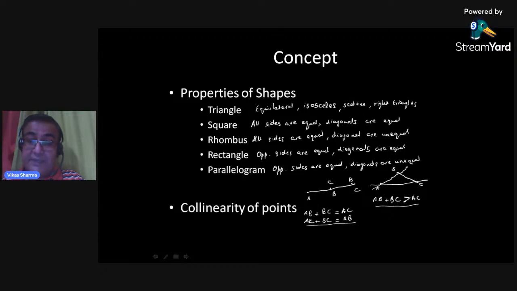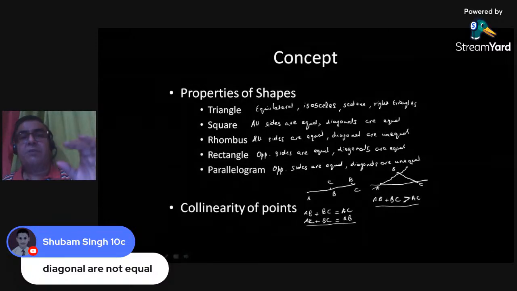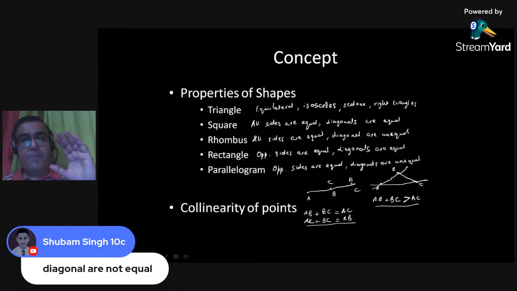Okay, Shubham has said the diagonals are not equal in a rhombus. Yes, Shubham, exactly. The diagonals are not equal in a rhombus, and they're not equal in a parallelogram as well. So remember that to distinguish between a square and a rhombus, the diagonals in a square are equal and the diagonals in a rhombus are not equal. To distinguish between a rectangle and a parallelogram, the diagonals in a rectangle are equal, but the diagonals in a parallelogram are not equal.